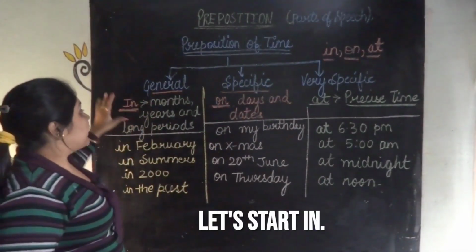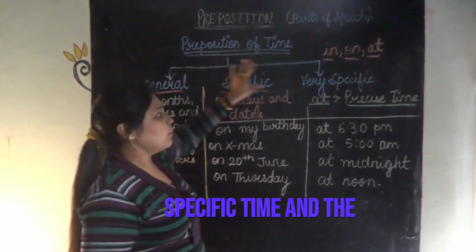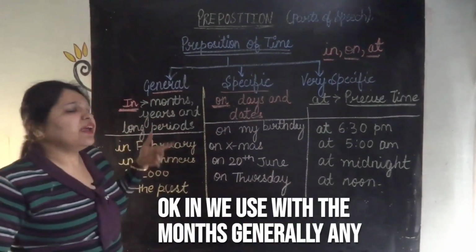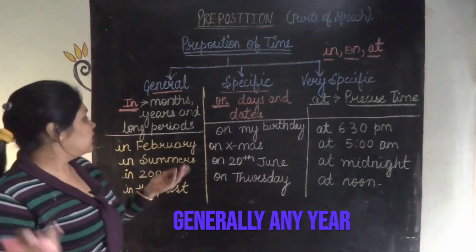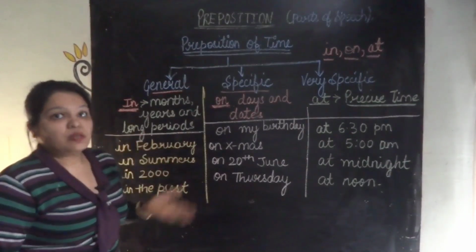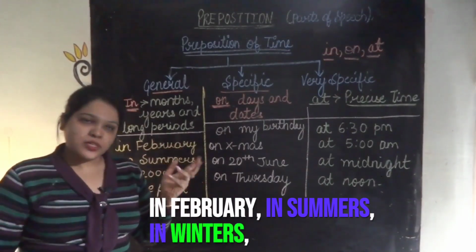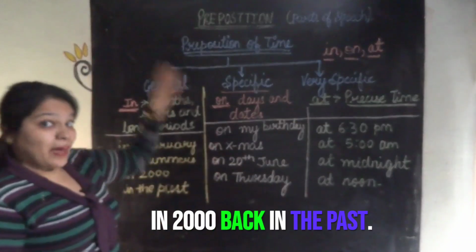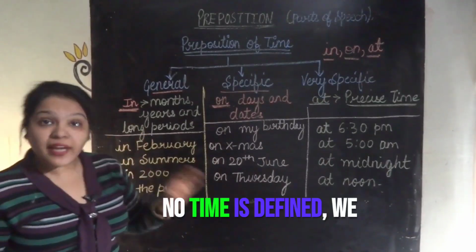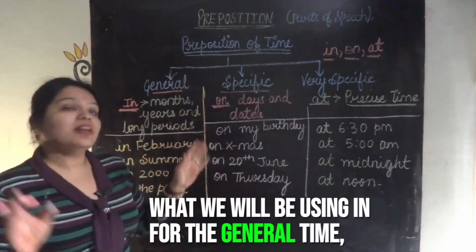Let's start. In. I'll be telling you three differences: general, specific time and very specific time. In we use with the months, generally any month, generally any year, and for longer periods. Like in February, no date is specified. In February. In summers. In winters. In 2000. Back in the past. So when the general thing is given, no time is defined, we will be using in. For the general time.